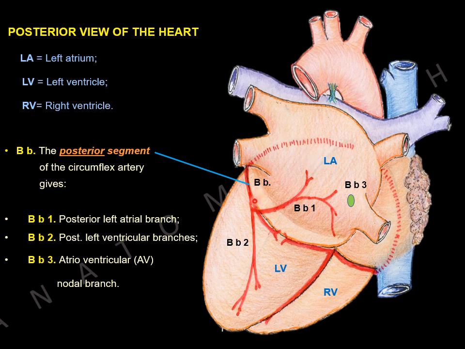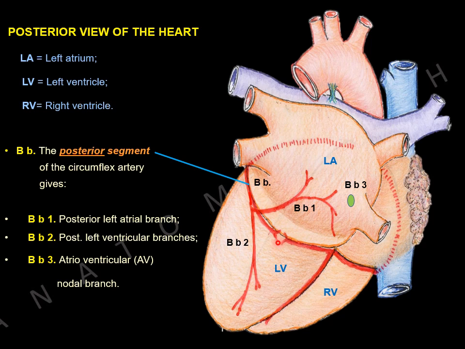This is the diagram of the heart seen from behind. This is left atrium, back of the left atrium. This is back of the left ventricle. This is posterior atrioventricular groove. This is the crux. We are going to talk about the second segment or posterior segment of the circumflex artery. This is the anterior segment of the circumflex artery. At the left margin of the heart, it turns backwards and runs along the posterior atrioventricular groove.